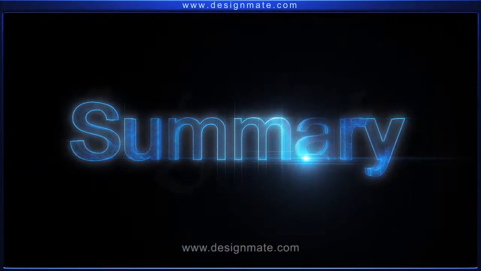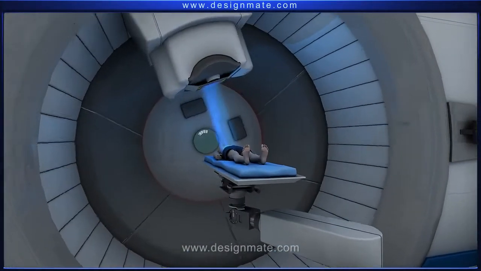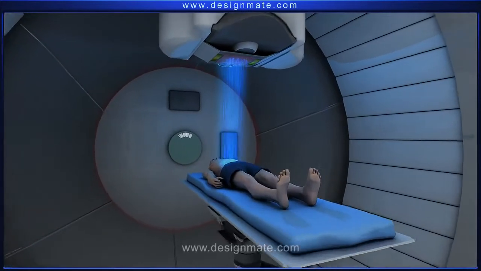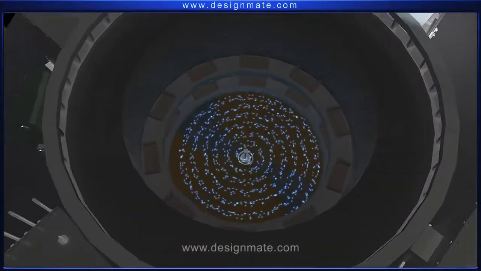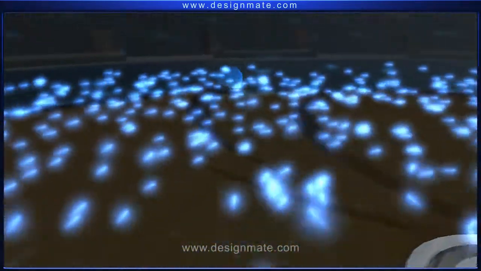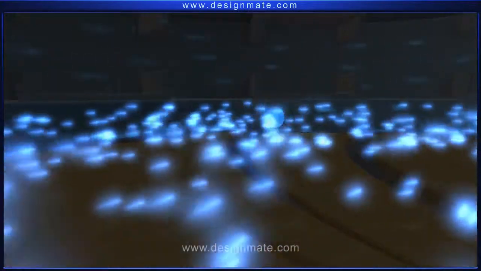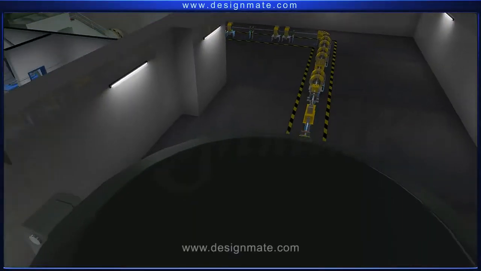Summary. Modern cyclotron technology plays a crucial role in radiation therapy. Cyclotrons use the magnetic and electric fields to increase the energy of charged particles and produce radiation, which is used for cancer treatment.